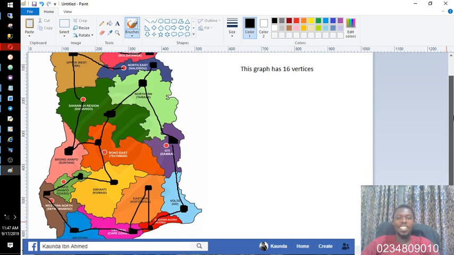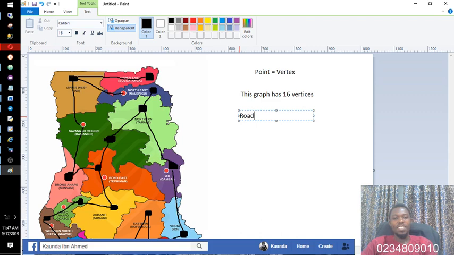So in this case, a road is technically called an edge. Each road is called an edge.